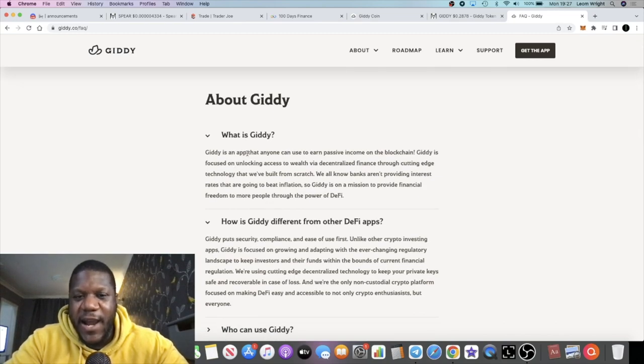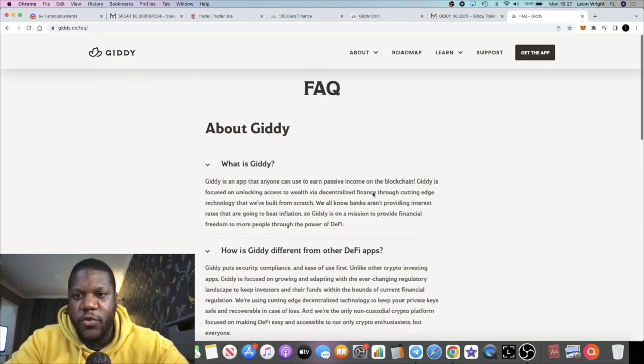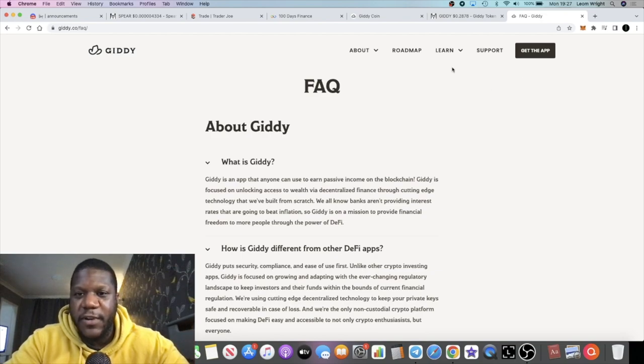Okay? So, with Giddy, let's just go to what is Giddy actually. So Giddy is an app that anyone can use to earn passive income on a blockchain. Giddy is focused on unlocking access to wealth via decentralized finance through cutting-edge technology that we've built from scratch. We all know banks aren't providing interest rates that are going to beat inflation. So Giddy is on a mission to provide financial freedom to more people through the power of DeFi.